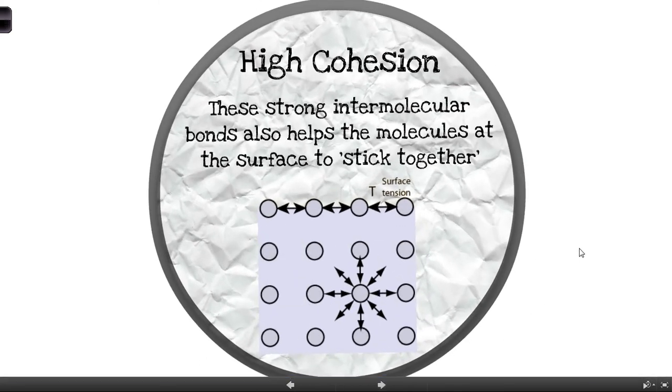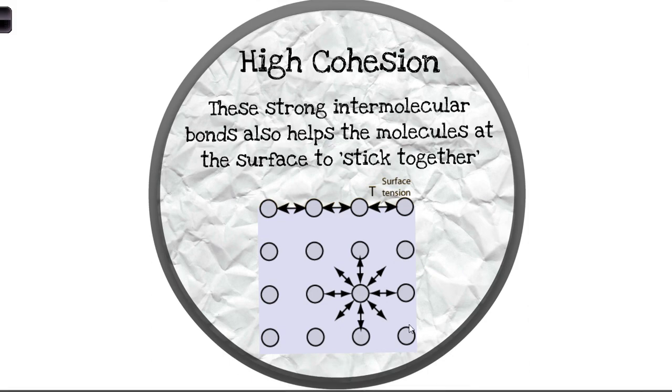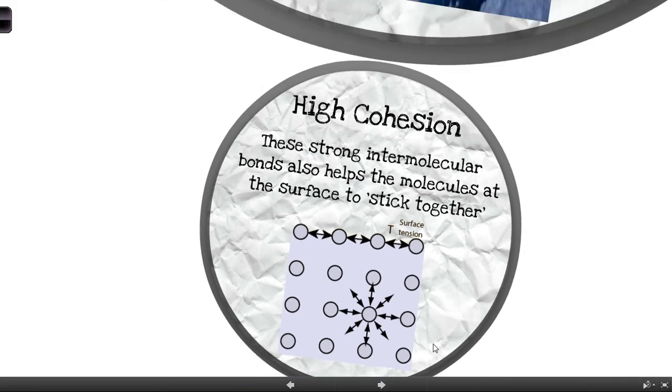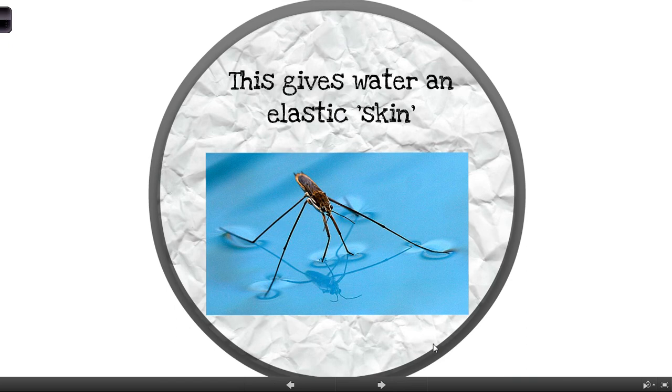So high cohesion, this is the surface tension idea. So guys, there's a stronger bond between the water molecules, but at the surface there's a greater number of bonds in this direction. They'll still bond with the ones below, but because they can't bond with anything above, there's a greater number of bonds in this direction between the water molecules, which means there's this elastic skin. There's a greater force of attraction between the molecules at the surface than there is within the water. And that gives water this slightly elastic skin, which even allows some insects like this one here to walk across the surface of the water.